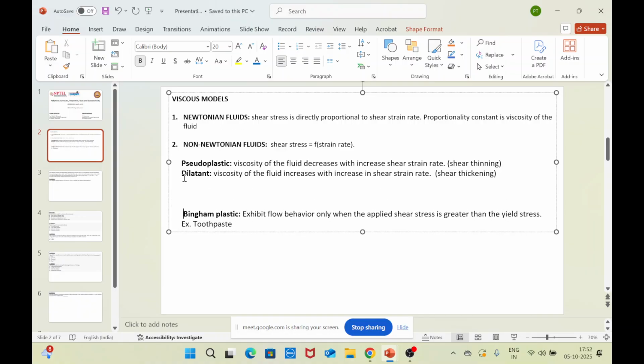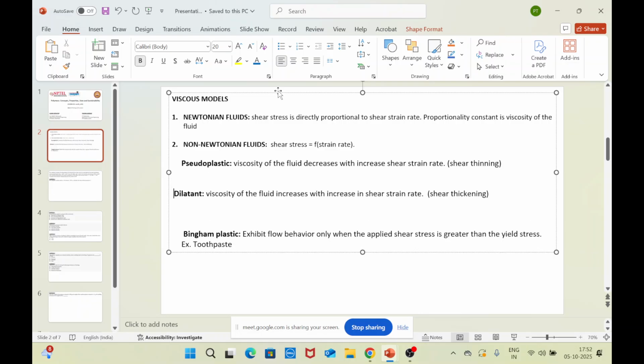So next, let's come to dilatant. What could be the example? When you increase the strain rate, the viscosity of the fluid is going to increase. That is, it is going to become thick. There is again a classic example for dilatant fluids. The most common one, as I said, is cornstarch in water.